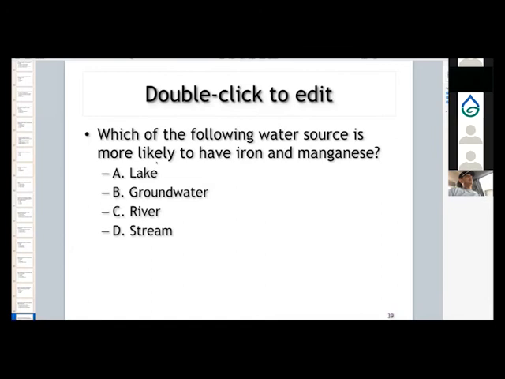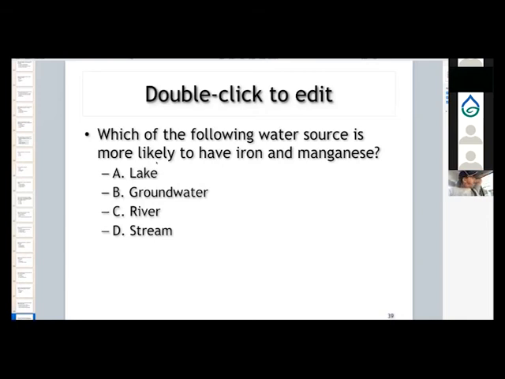Which of the following water sources is more likely to have iron and manganese? Lake, groundwater, river, or stream? The answer is A. Iron and manganese form when conditions in a lake or reservoir are such that the dissolved oxygen is very low. Fish live in these reservoirs and they breathe oxygen. And typically what happens over time is the lower levels of that reservoir lack the wind up top, the wave action that creates oxygenated water.